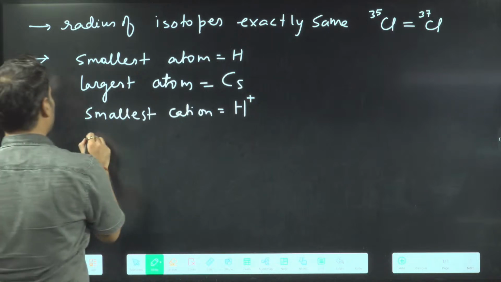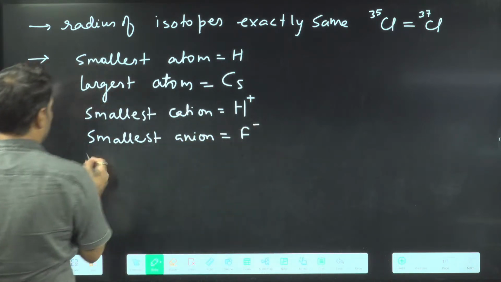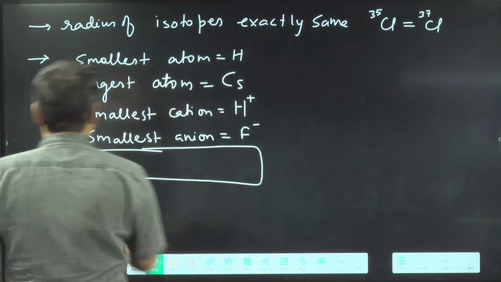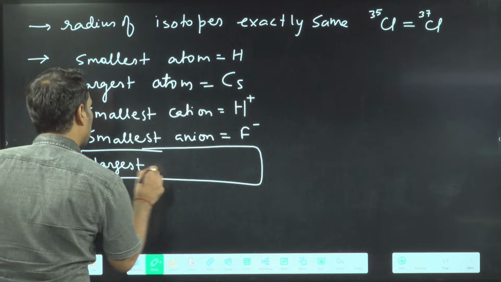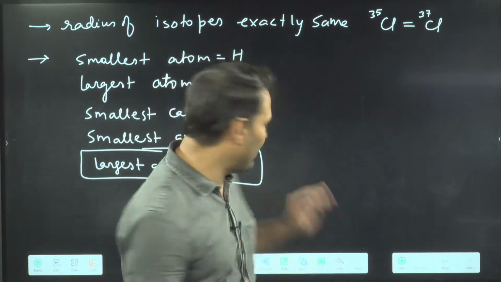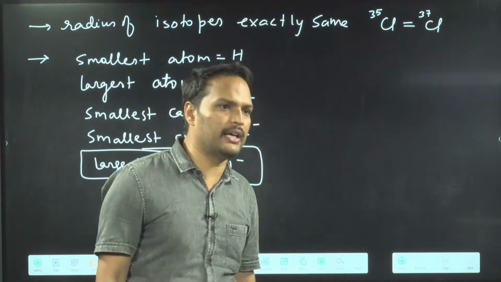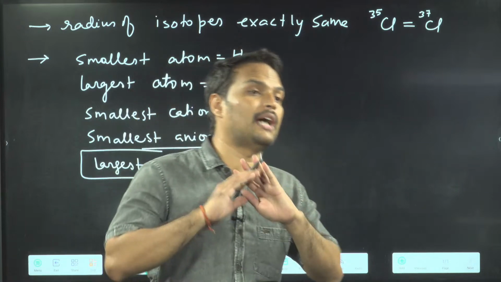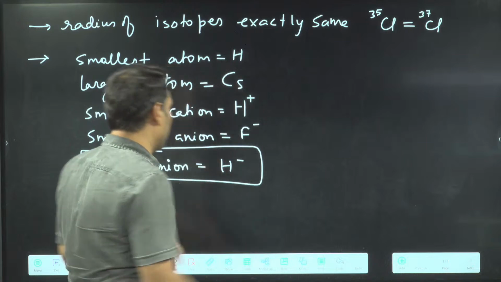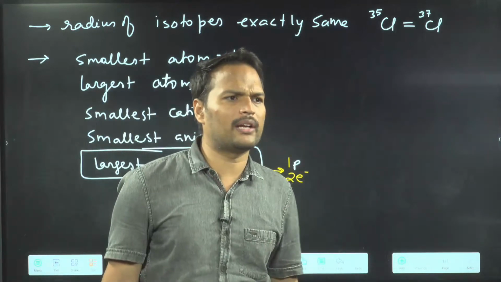Clear with this point? Then if they ask you the smallest anion, what can you say? Smallest anion, F minus. Now there is a very important and very twisting thing, mind blowing. If they ask you the largest anion, then what will you say? We say H minus. Why are we giving you this data? Because if we are comparing the size and H minus comes there, then you have to think the size of X minus is quite high. They say this because here we have one proton and two electrons. So don't think that only two electrons are there.